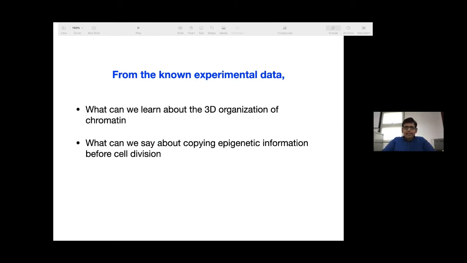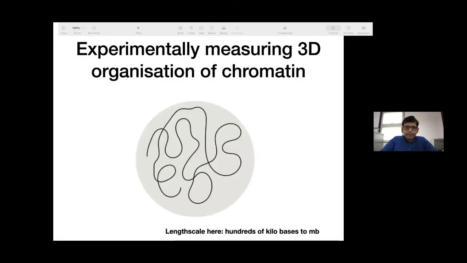As a theorist, what I'm interested in, and what I will discuss in this talk, is what we can learn about the 3D organization of chromatin from the known experimental data. And what can we say about the copying of this extra information, the information beyond the genetic code, the epigenetic information? How is it copied? These are the two questions that we'll try to address.